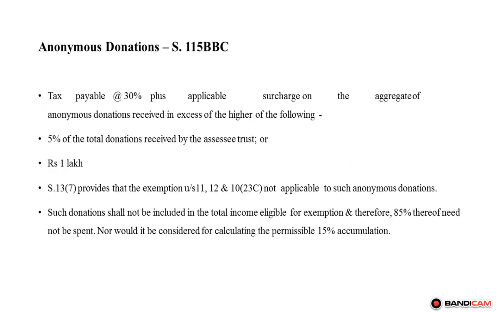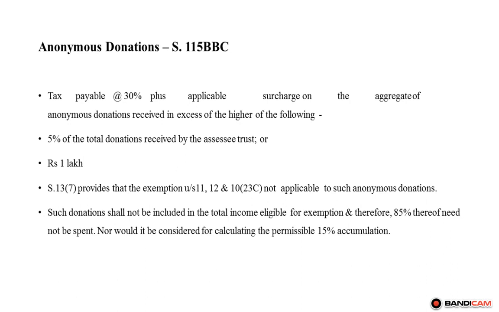The next one is anonymous donation under section 115BBC, taxability. We already studied that the anonymous donation is taxable, and anonymous donation means no record of the donor is maintained by the trust. Here the tax is payable at 30% plus applicable surcharge on the aggregate of anonymous donations received in excess of the higher of the following. Remember that anonymous donation is taxable at the rate of 30%, and whichever is higher is taken into consideration for computing the anonymous donation.